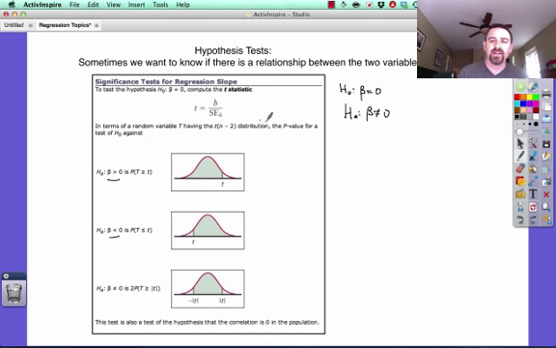Okay. Now, here are the three situations. This alternative can be greater than, less than, or not equal to.